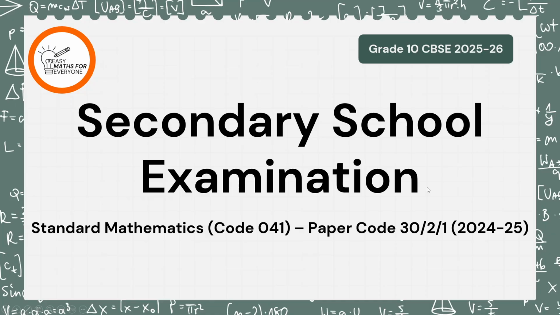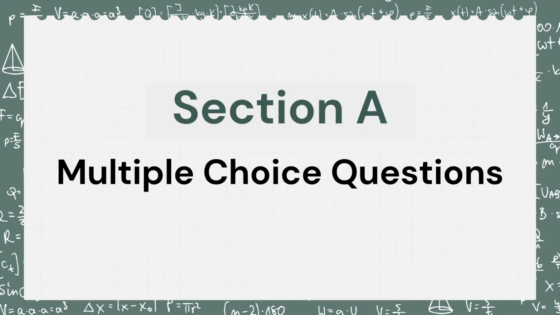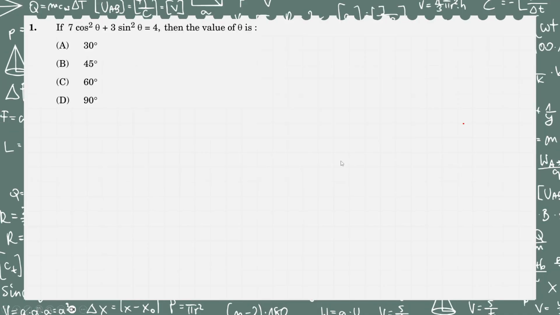The paper we are going to discuss today is the board paper for 2024-25 batch for standard mathematics, and the paper code is 30/2/1. To begin with, let's solve the sums from section A, which are MCQs carrying 1 mark each. The first question is, if 7 cos square theta plus 3 sin square theta equal to 4, then the value of theta is.